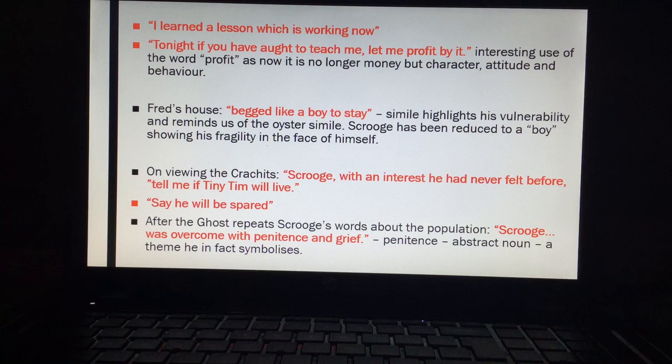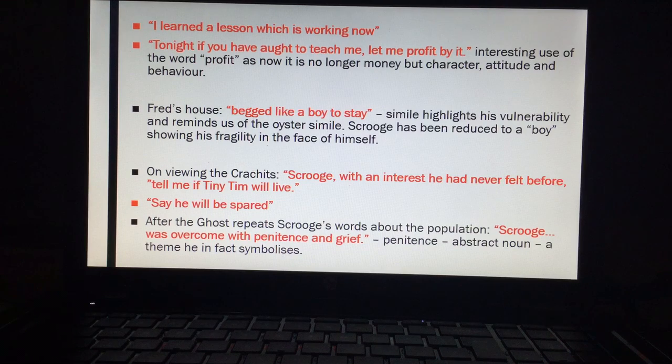When the ghost of Christmas present arrives, Scrooge protests a little bit and he says, I learned a lesson which is working now. So that's a huge line for us. Again, I learned a lesson which is working now. So he admittedly says, well, I've learned something actually. Now, he also says to the ghost, tonight, if you have aught to teach me, let me profit by it.